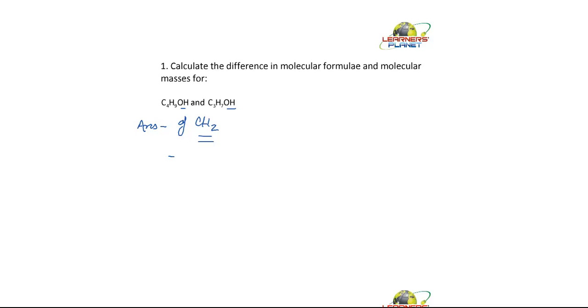So you don't need to calculate the molecular mass of C4H9OH separately and C3H7OH and then subtract them. Actually, there is no need of it. We know that the difference in the molecular formula is of CH2. So what will be the difference in their molecular weights? It would be 14 only.